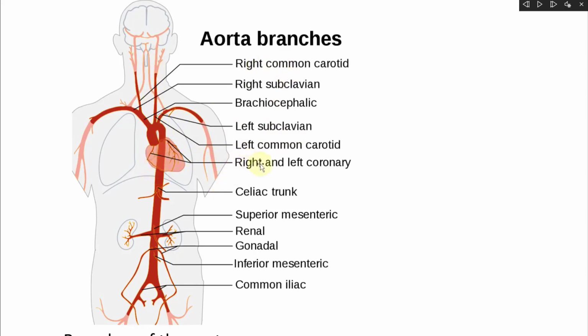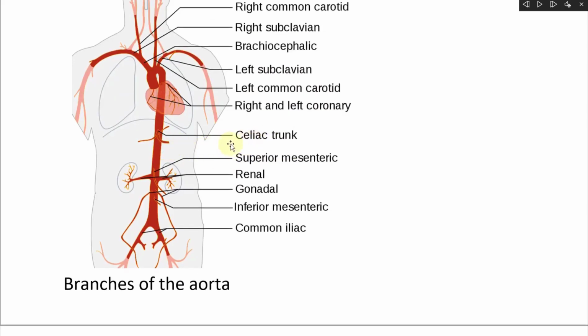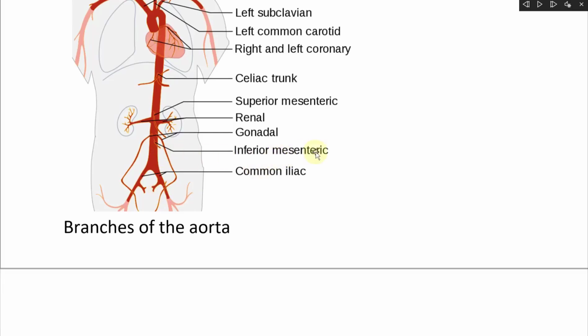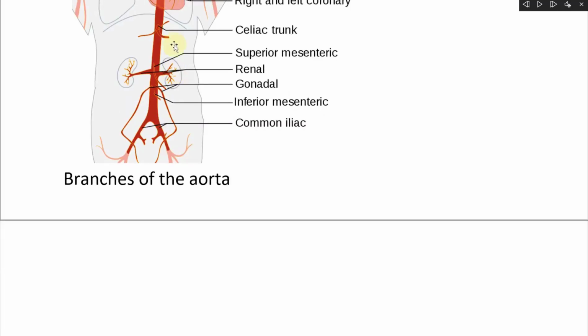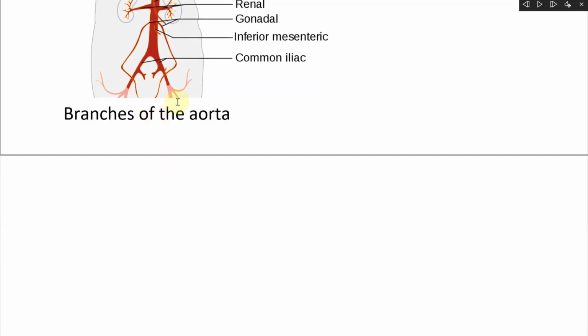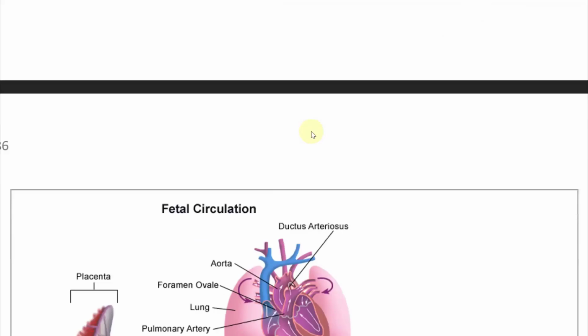Then there's the right and left coronary arteries, part of the aorta branch, and it's all coming from the heart. And there's the celiac trunk, superior mesenteric, and there's the renal. Remember, renal usually means kidneys. Is the gonadal to the gonads, inferior mesenteric, and then there's a common iliac. Split over there. So it goes from one, splits over there. And branches of the aorta. Alright, so let's continue further.